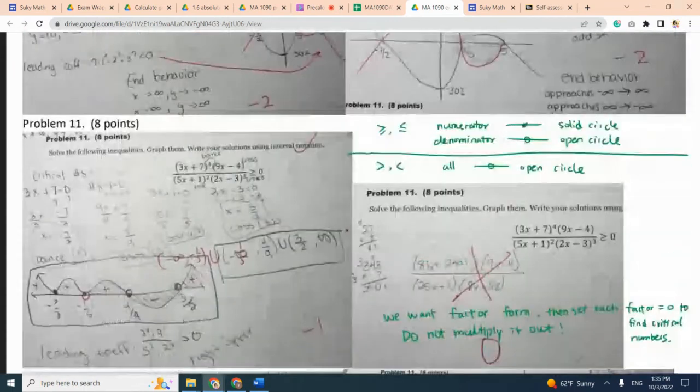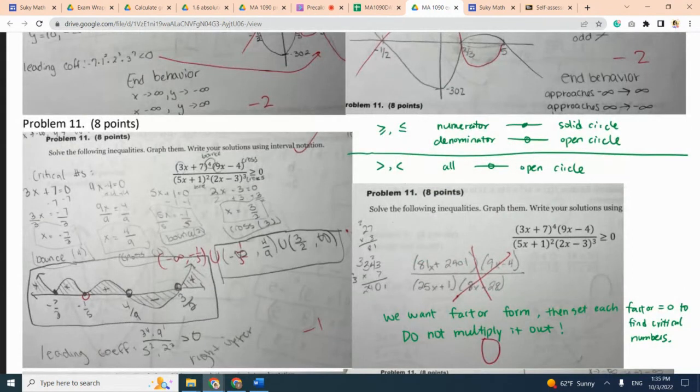Okay. And this is the last problem. Yeah, this is an open circle. That's why the -1/5 is not included. We have to put the interval. And we want to factor it. Do not multiply them out. Okay? We want the factor form.